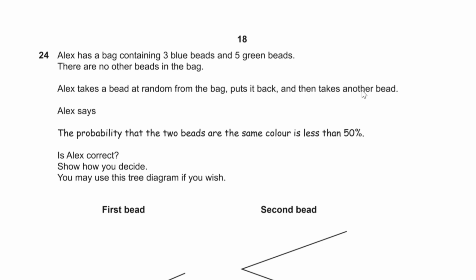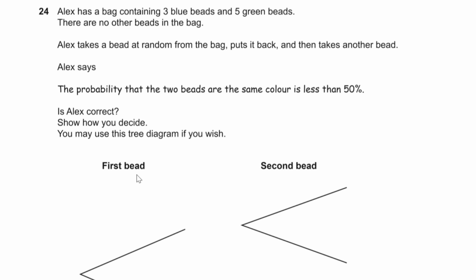Question number 24. Alex has a bag containing 3 blue beads and 5 green beads. There are no other beads in the bag. Alex takes a bead at random from the bag and puts it back, and then takes another bead. Alex says the probability that the 2 beads are the same colour is less than 50%. Is Alex correct? You must show how you decide.